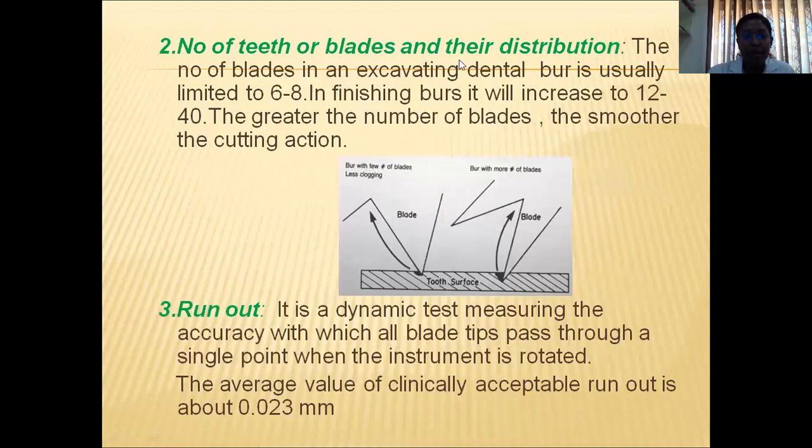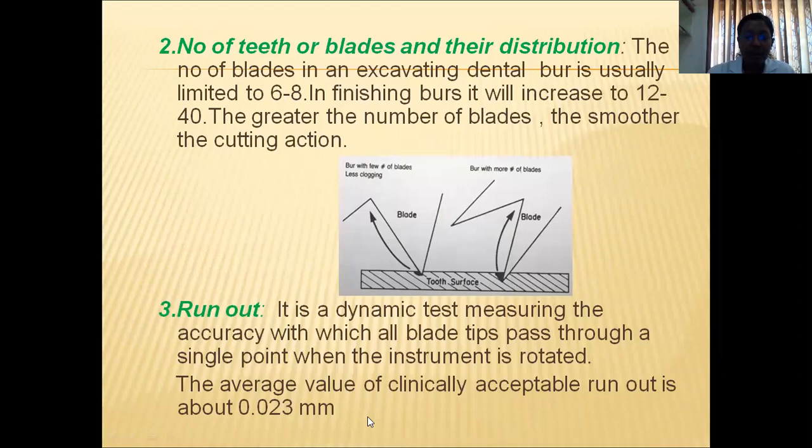Number of teeth, blades and their distribution. The number of blades in an excavating dental burr is usually around 6 to 8. However, in a finishing burr, it is increased to 12 to 40. The greater the number of blades, the smoother the cutting action.